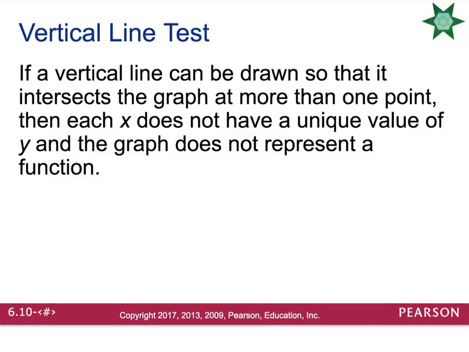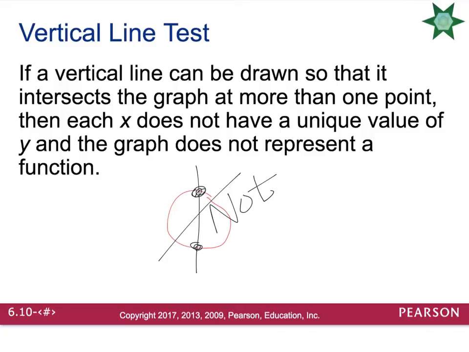Vertical line test is a way you can tell if you have a function or not. If a vertical line can be drawn so that it intersects the graph at more than one spot, then the x does not have one unique value of y, and so then the graph is not a function. So for example, let's say I looked at the graph of a circle. If I did the vertical line test of this graph, the vertical line would intersect in more than one spot. That's bad. That means it is not a function.